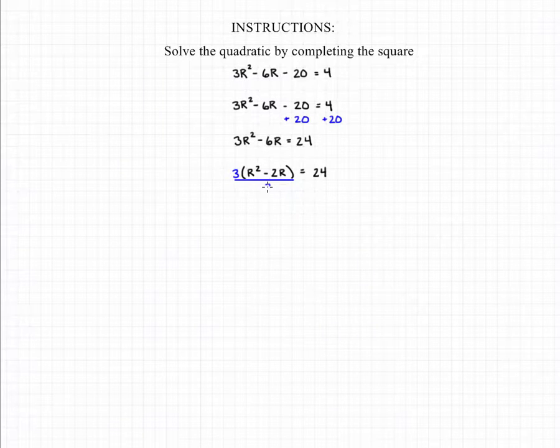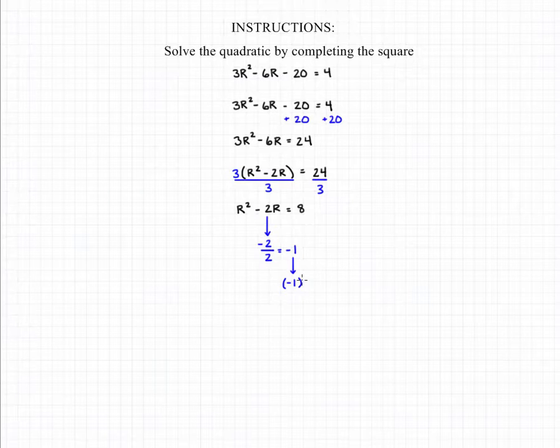We can then divide both sides of the equation by 3, and we'll have r squared minus 2r equals 8, and we can proceed with our pattern. We're going to take the constant in front of the r, divide it by 2, which will give us negative 1, and then we're going to square that result. So negative 1 squared is going to give us positive 1.